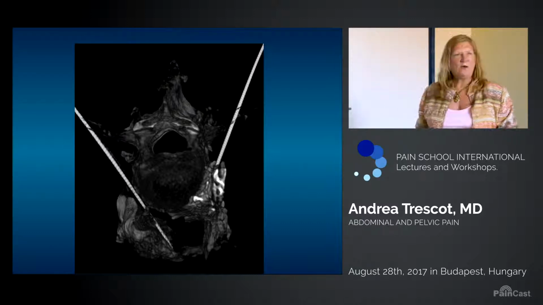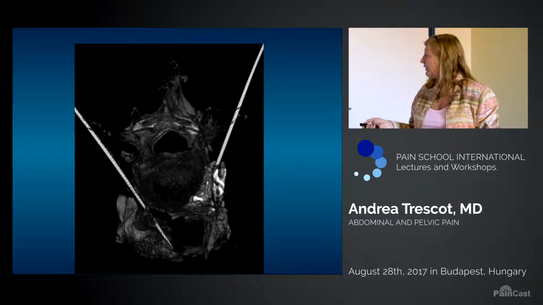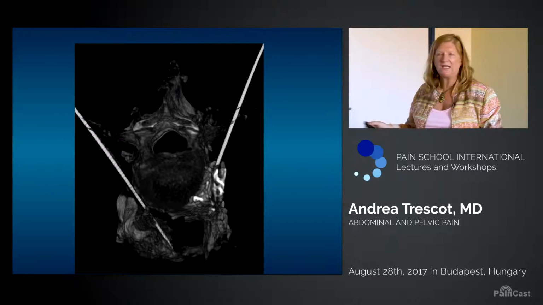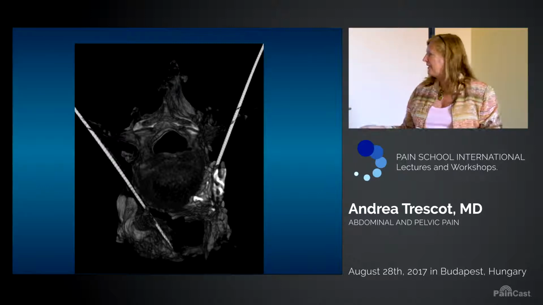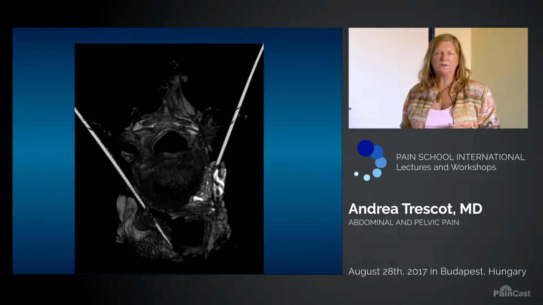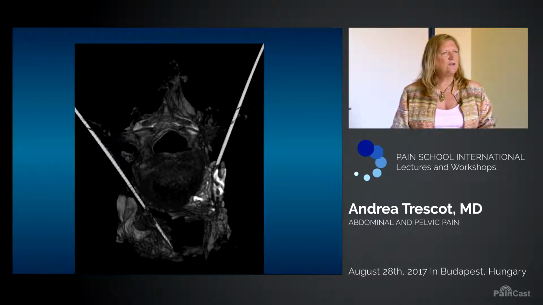And so the problem with this posterior approach is severalfold. First of all, you've got to be placing 2 needles, and you've got to go past a lot of structures to get here. The possibility of getting into the kidneys, the pleura, the lung, having medicines track back to the genitofemoral nerve.